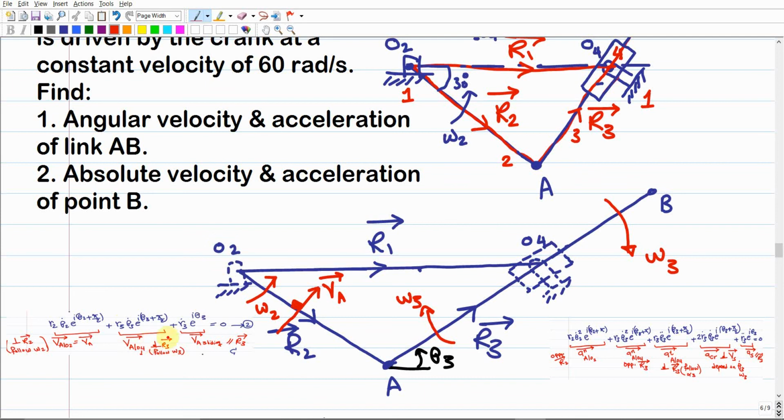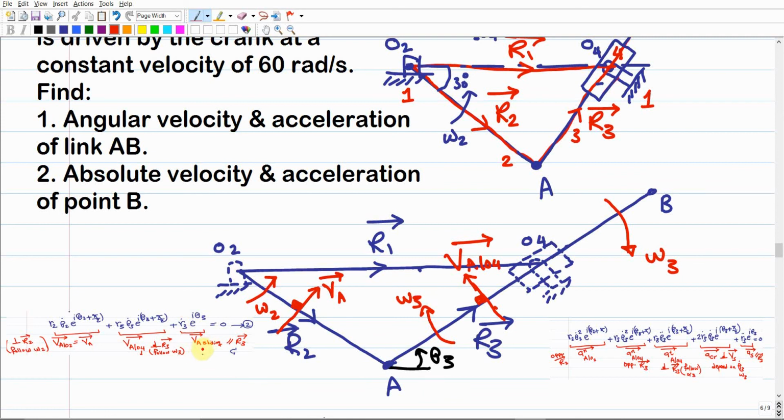Make sense? The second term is VA relative to O4, that is, point A, which belongs to the link, assuming O4 is a fixed point that is not moving, and just point A is rotating with respect to point O4. The direction of this velocity component should be perpendicular to R3 and follow omega 3. So this is the normal, and it follows omega 3, so it should go up in this direction. This gives us the VA vector relative to O4. Make sense?